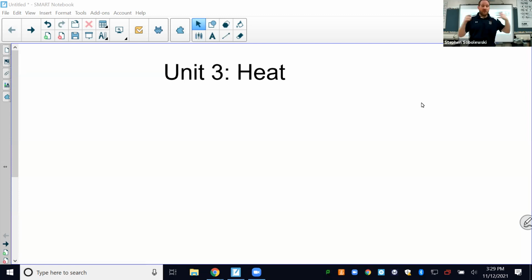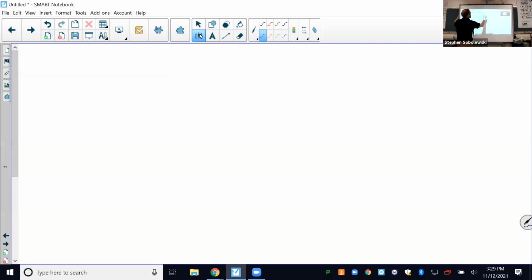And then later on in unit three, we're going to cover heating curves, cooling curves. We've got a couple labs we're going to do in unit three, and then we're going to switch to math and talk about Q equals MC delta T and some other related formulas. So let's get right to it. The first thing I want to talk about is heat versus temperature.